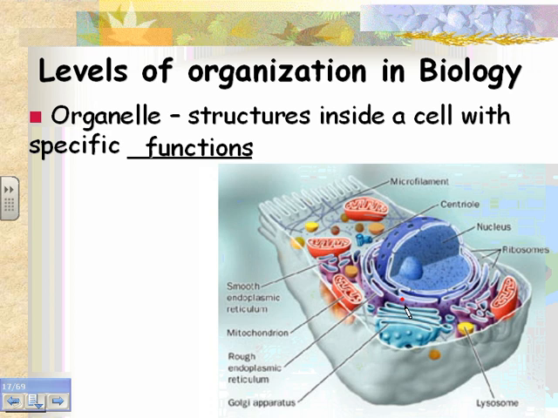It has these things called ribosomes. All cells have these organelles. These are the organelles where proteins are made. So even the very simplest cells, the bacteria, have ribosomes. So an organelle is a structure inside of a cell with a specific function.